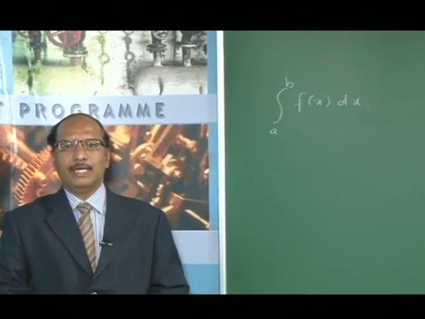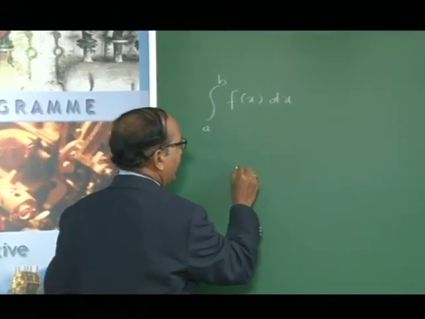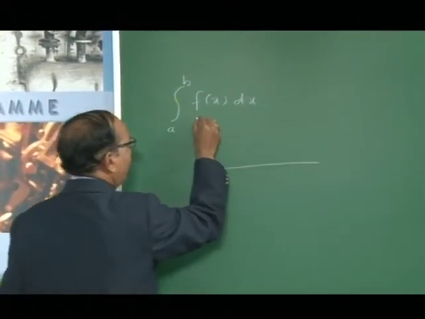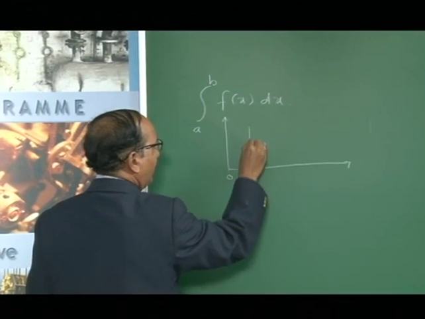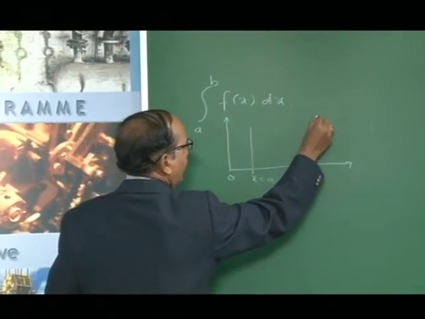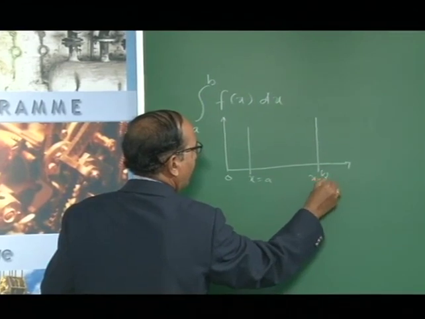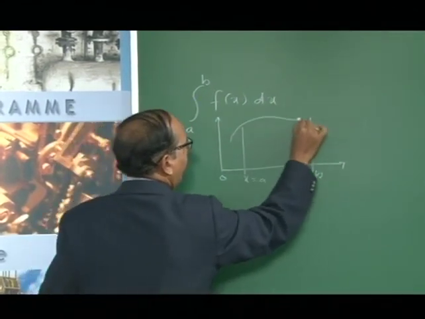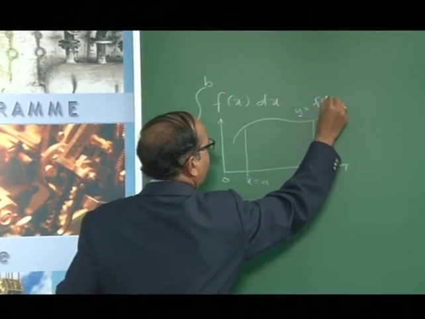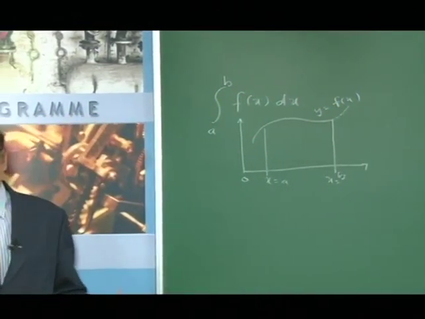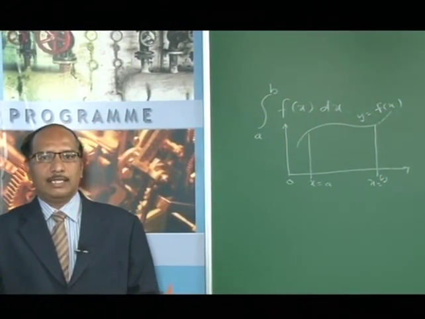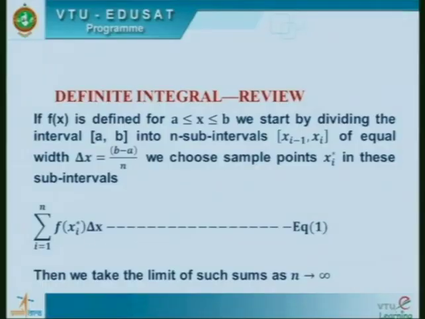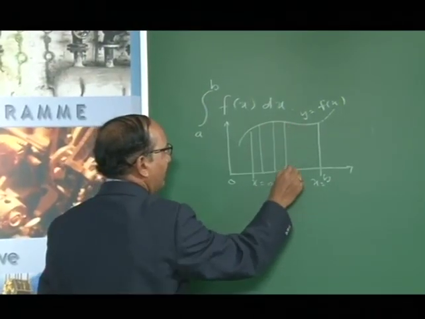The interval is given from x equal to a to x equal to b along the x axis. x equal to a is a line and x equal to b is a line. There is a curve y equal to f(x). So it is geometrically represented as the area under the curve. Now we start dividing the interval [a, b] into n subintervals, dividing the area into n number of subintervals.